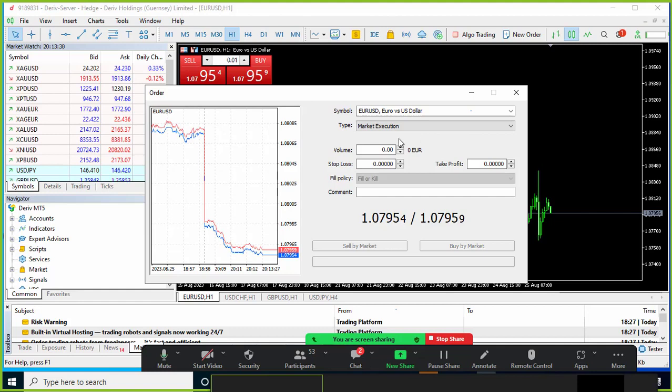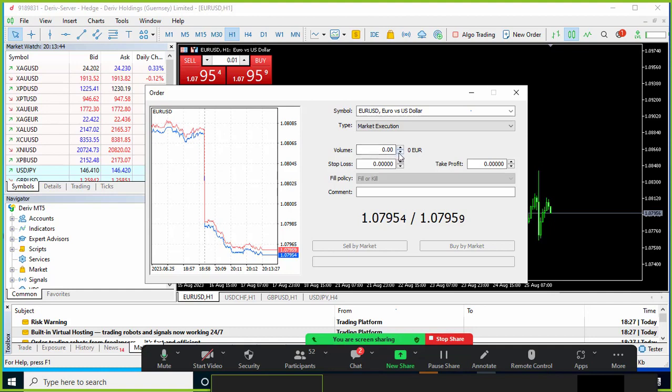The next thing I have to do is to choose my volume. This volume is also what we call lot size in the Forex market. I will explain what lot size means tomorrow. Don't miss it. Don't miss it if you want to really grasp this thing.